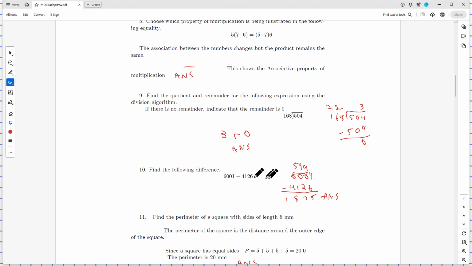Now the subtraction. So I can't take away 6 from 1. So I had to borrow 10. The whole thing rolled back here. It's 599. So I have 10 minus 6 is 5. 9 minus 2 is 7. 9 minus 1 is 8. And 5 minus 4 is 1. And that gives me my final answer there.